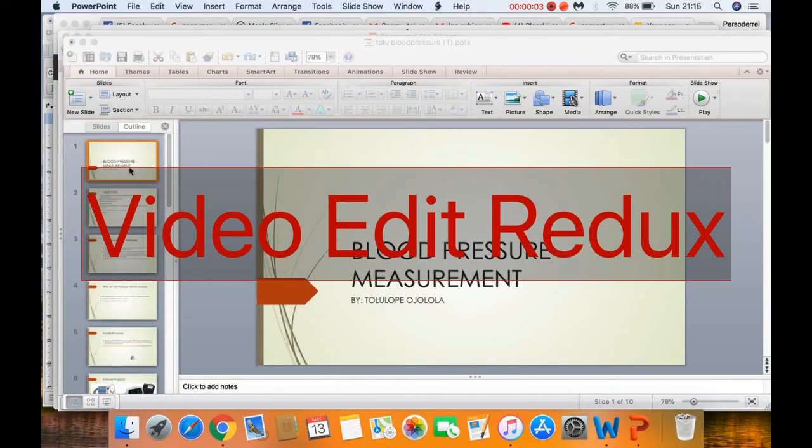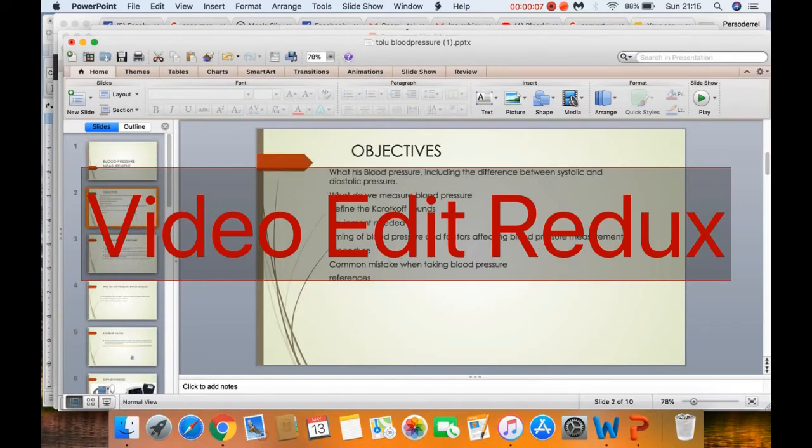Pressure measurement today. The common mistakes that we make when we do blood pressure. What is blood pressure and the differences between systolic and diastolic? What does blood pressure mean? The definition of Korotkoff sounds, equipment needed for blood pressure, timing of blood pressure and factors that affect blood pressure measurement, procedure, common mistakes when taking blood pressure, and my references.